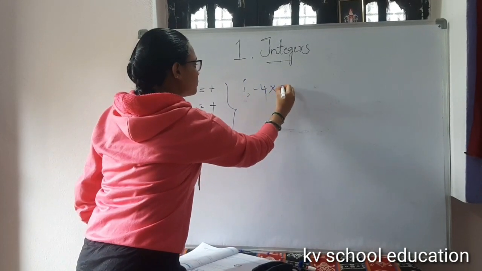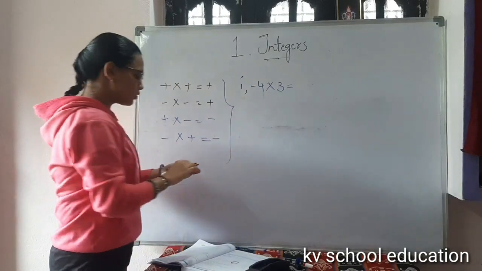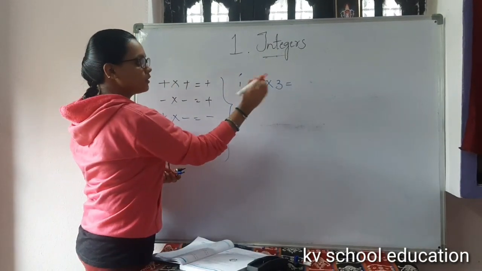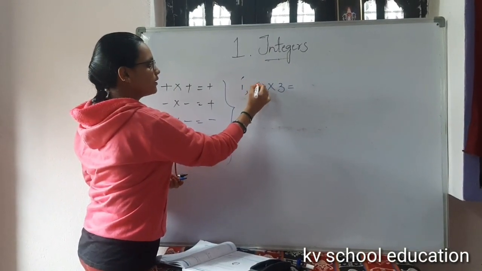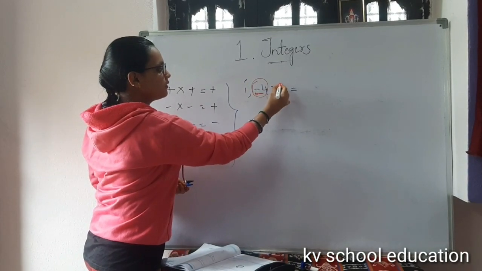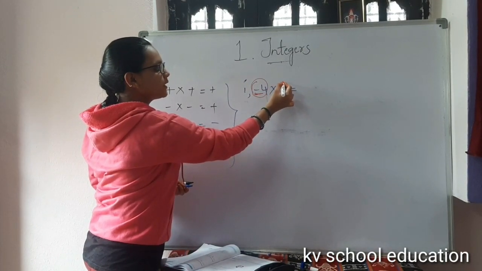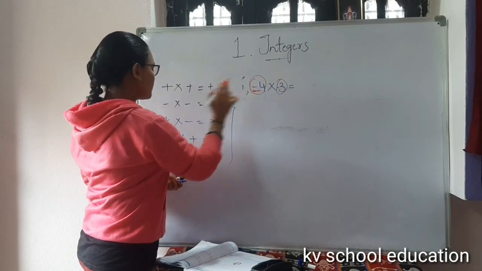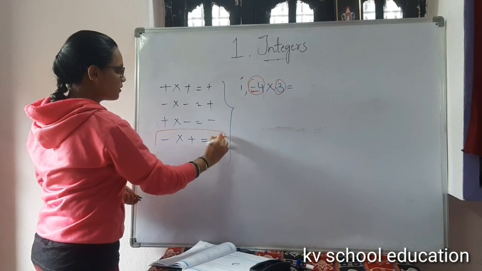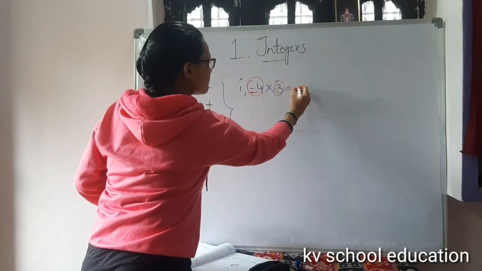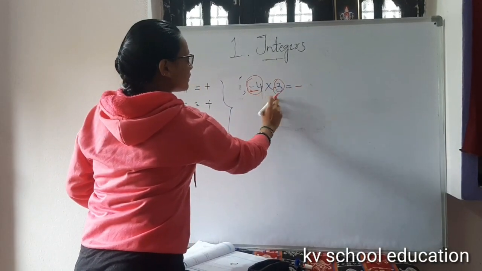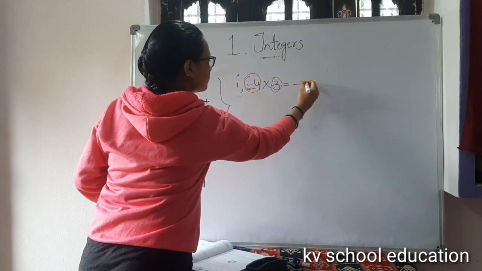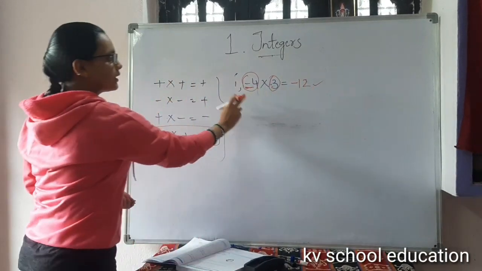-4 into 3. What will be the solution? First we need to see the symbols. Here it is given minus, and here the number has no sign, so it should be plus. So minus into plus is minus. So the symbol must be minus, and we know 4 3s are 12. This is under multiplication.